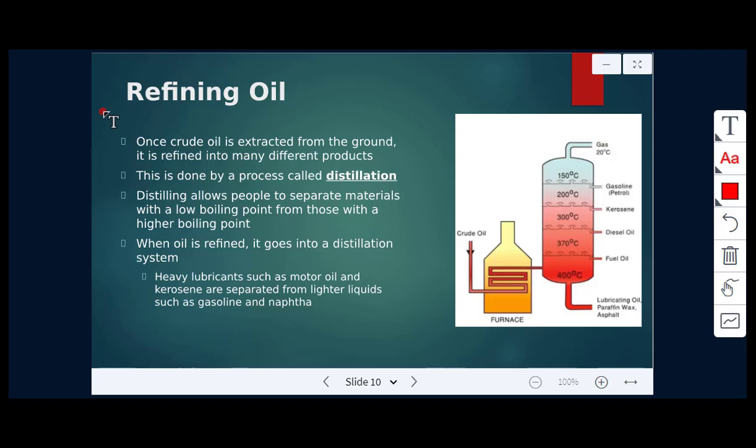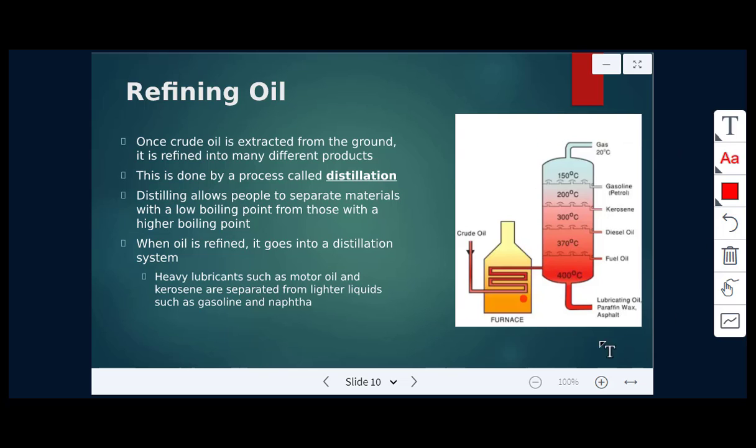And then the oil has to be refined. Once the crude oil is extracted from the ground, it will get refined into many different products. It's done by a process called distillation, which allows people to separate the materials with a low boiling point from those with a higher boiling point. When oil is refined, it goes into a distillation system. Heavy lubricants like motor oil and kerosene will get separated from lighter liquids like gasoline and naphtha.